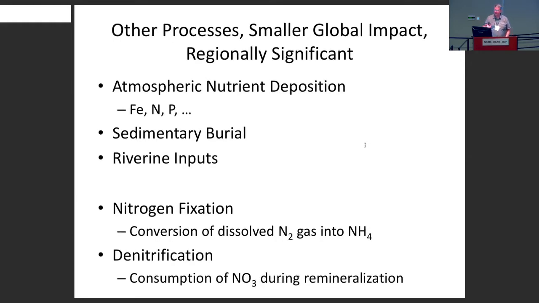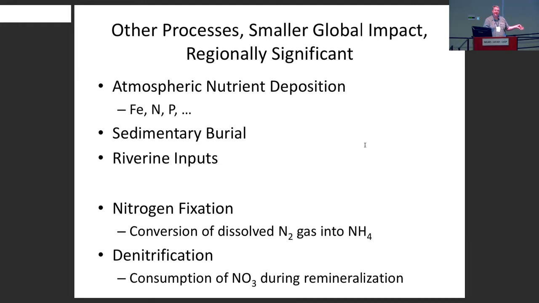There are other processes that have smaller impact globally, but regionally are significant. And I'm just going to touch on these briefly. There is some atmospheric deposition of nutrients that comes in through dust and also from byproducts of combustion sources and lightning. So we get iron and nitrate and phosphorus coming in to some extent from the atmosphere. There's burial of some of these elemental quantities into the sediments as some organic matter hits the seafloor and accumulates in sediments. There's loss of material to the sediments.